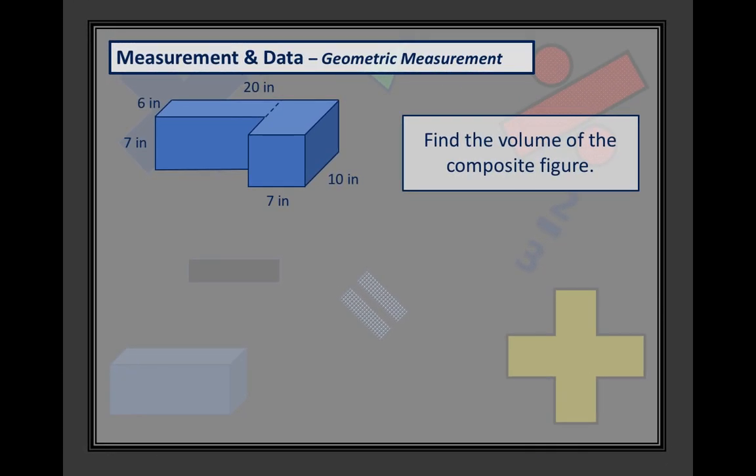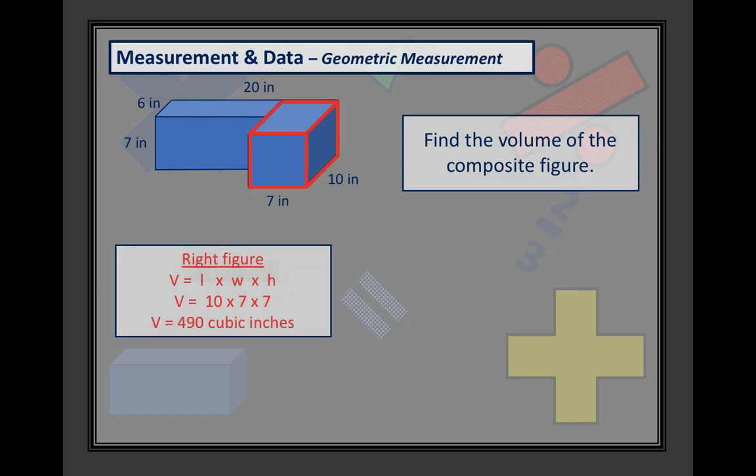So now let's see what the problem is going to look like when we break this down. I'm going to talk about the right figure first. Again, we're going to use the volume formula of length times width times height. This clearly has a length of 10. It has a width of 7. And if you remember, we just talked about if the left rectangular prism has a height of 7, then the right rectangular prism is also going to have a height of 7. And that's only because we can clearly see that they are the same height. So my dimensions of the right figure are 10, 7, and 7.